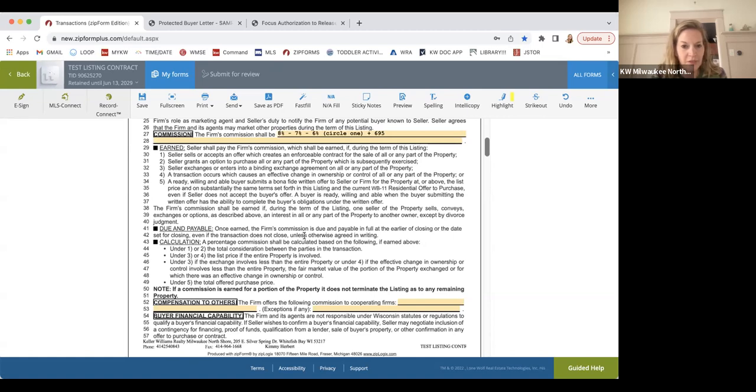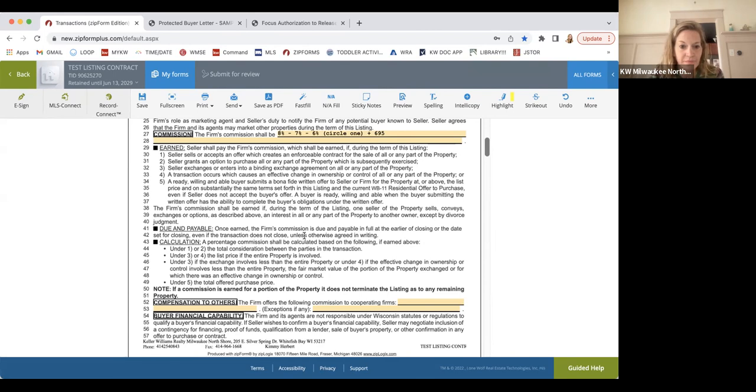It's due and payable once earned. The firm's commission is due and payable in full at the earlier of closing or the date set for closing, even if the transaction does not close. So again, it's in those cases where we might receive an offer at the terms described in the listing contract and the seller decides not to accept it. We've technically earned that commission, and we could enforce that.